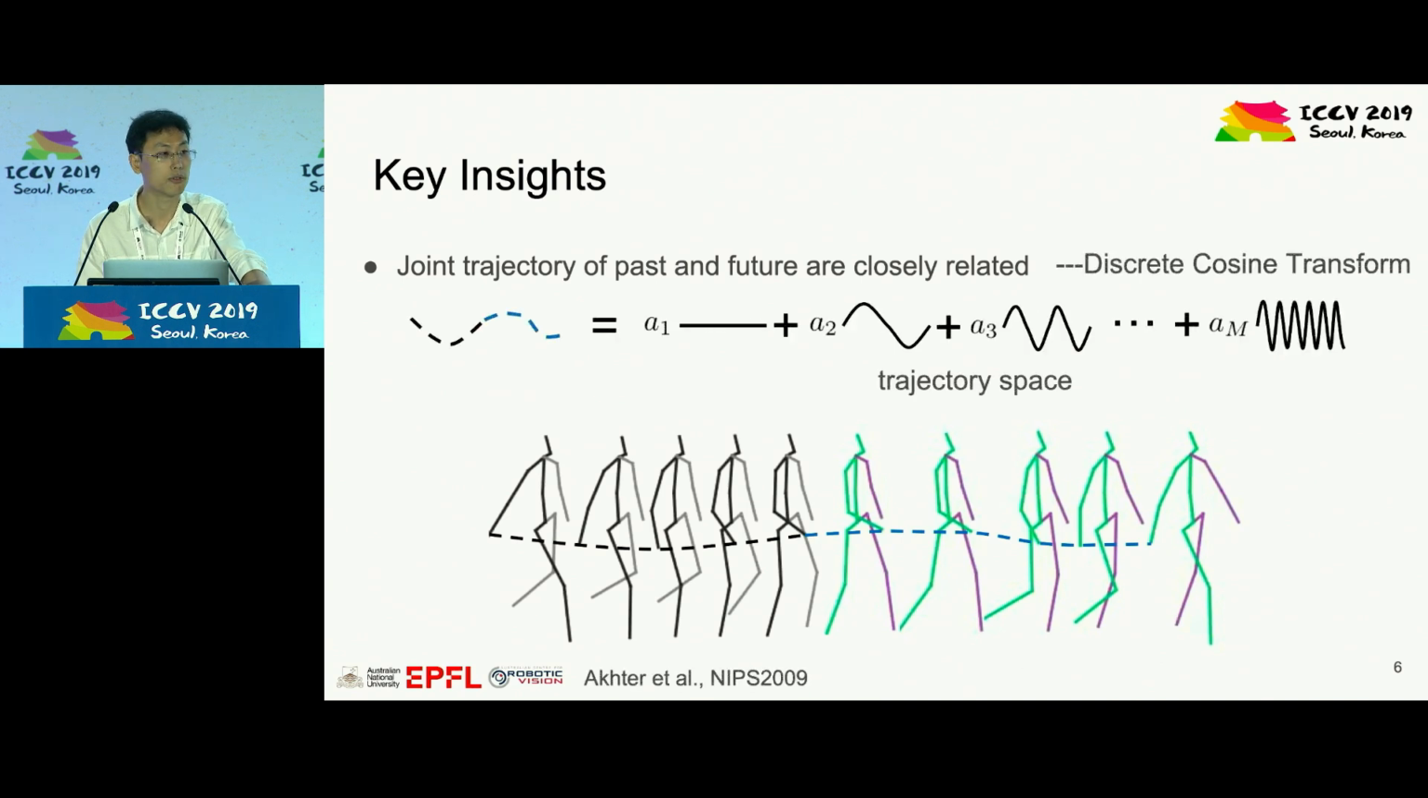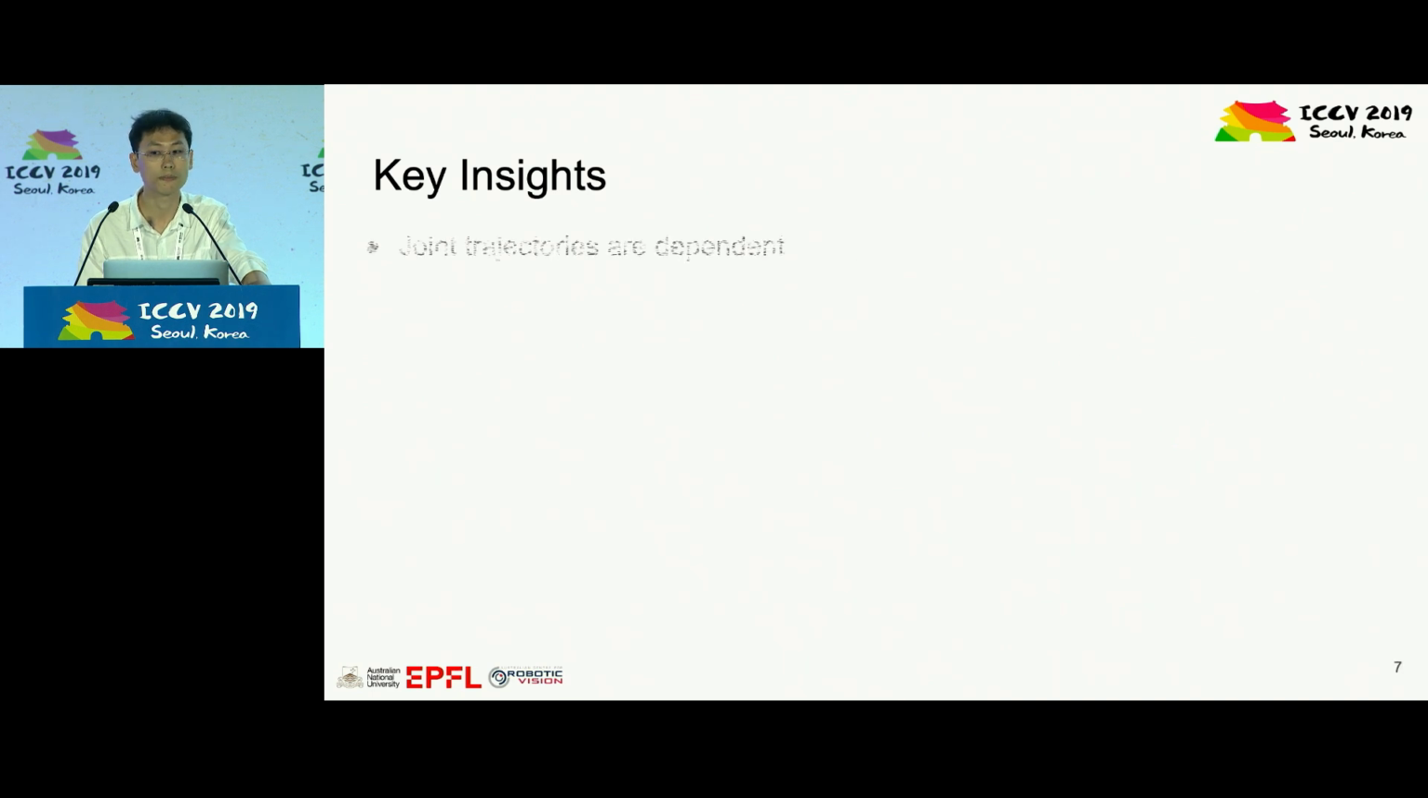Inspired by the non-rigid structure from motion literature, we adopt discrete cosine transform, DCT, to convert a sequence of data points to coefficients of cosine functions.